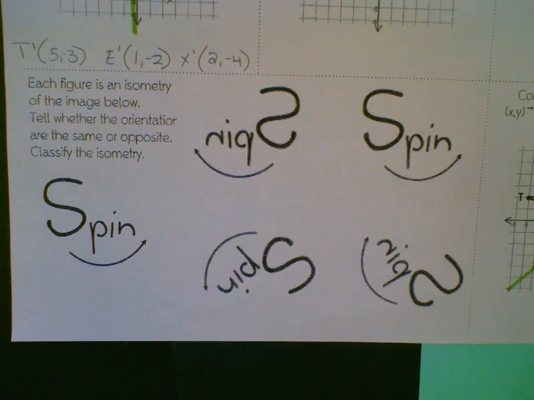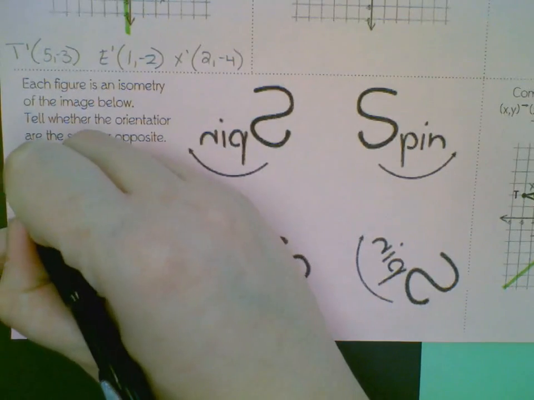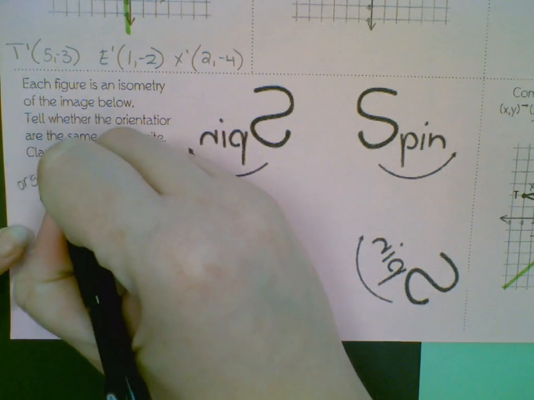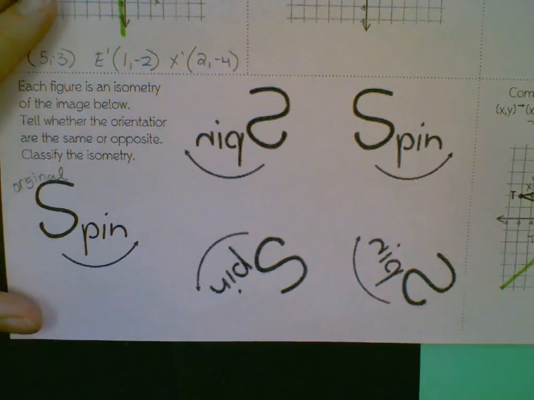So for this, it's saying that each one's an isometry, meaning it's going to be the same size. We want to tell if the orientation is the same or opposite of the original, which this is our original. And then we want to say what kind of isometry is it. So is it a translation, a reflection, rotation, or a combination of those things? Since they're not on coordinate planes, some of it, the translations will be hard because basically any of them can be a translation. So let's look at what we got.